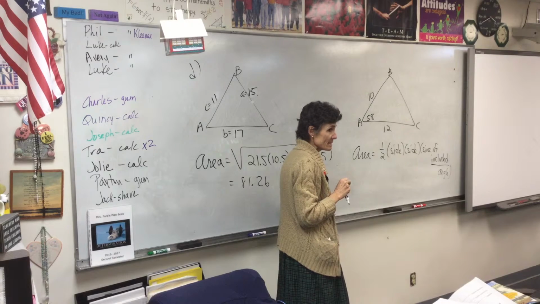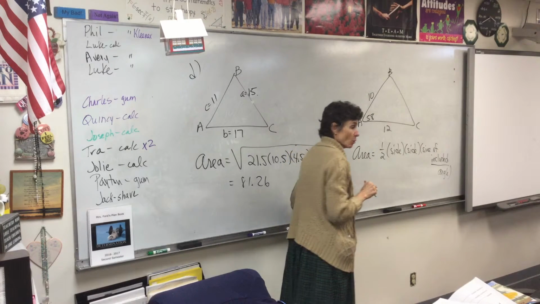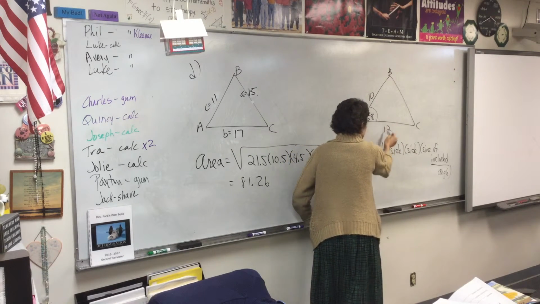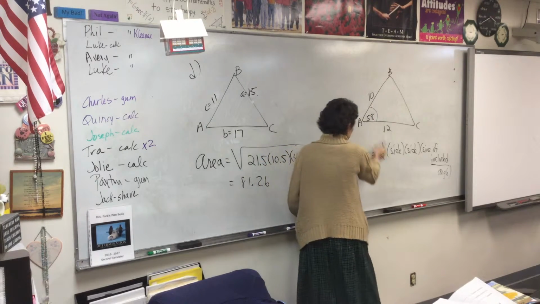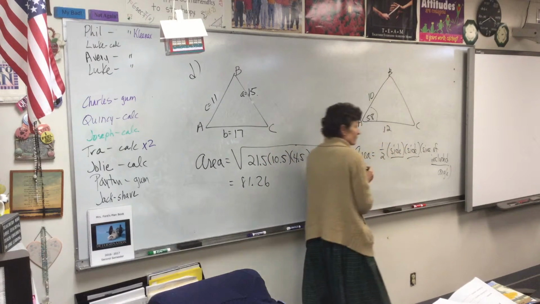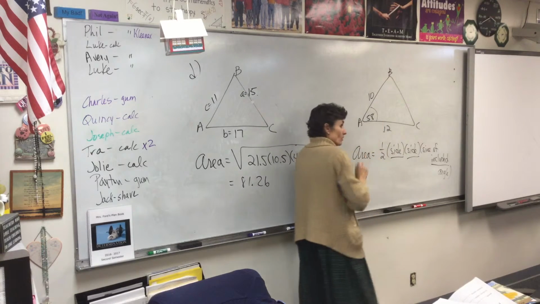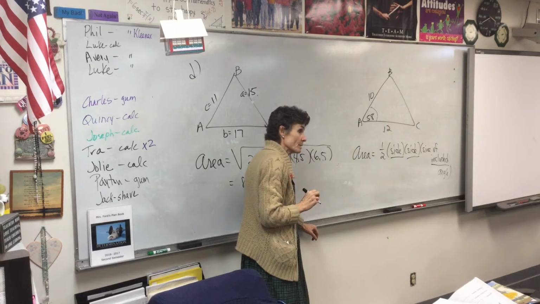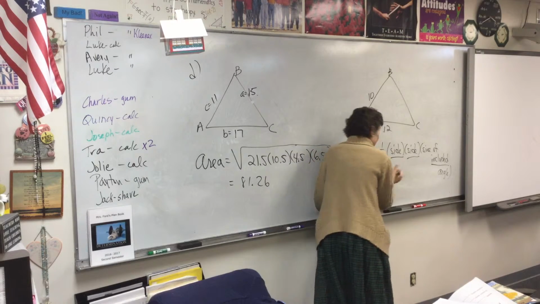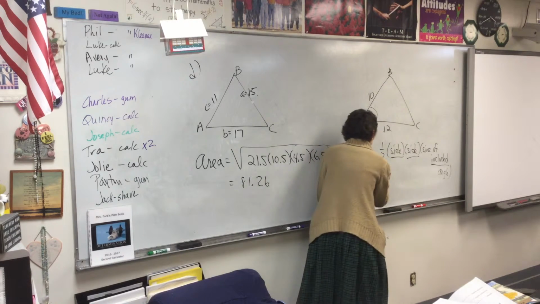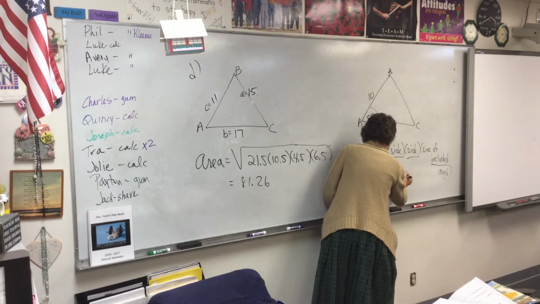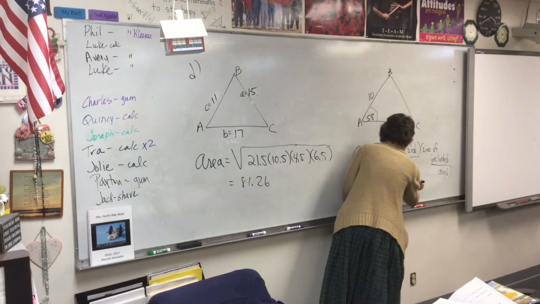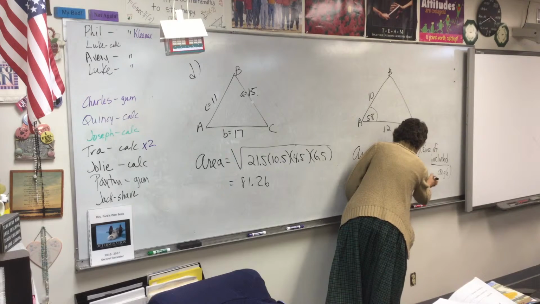Do you know what that means? It's the one in between the 2 sides. So you have your 2 sides, you have side and side, and then you have the angle that's between them. So our area, there's no work. It's 1/2 times 10 times 12 times the sine of 58.